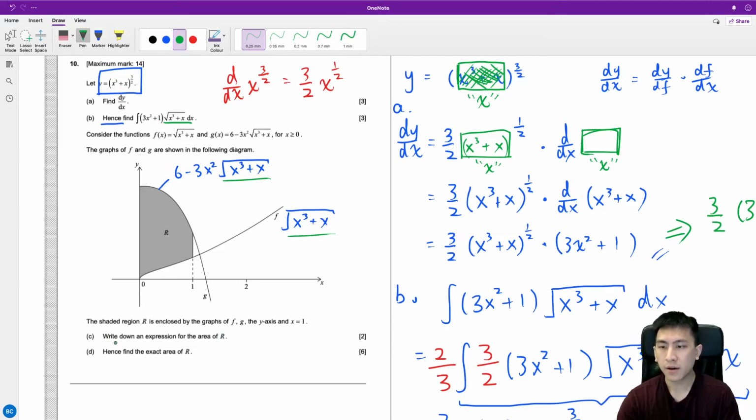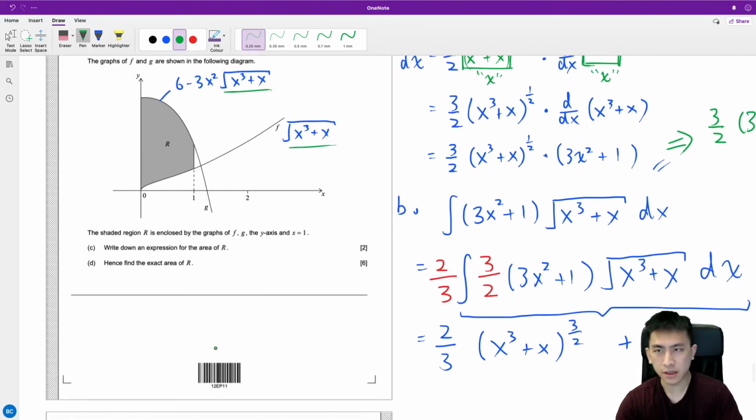Now, part C, write down an expression for the area of R. That should be no problem, because what that does is simply integrating. The bound is from 0 to 1, from 0 to 1, yeah. And then it's the function g, that's g, and that's f. It's just g minus f. It's just the difference between g and f. So you're going to do that, and I'm just writing g minus f and dx.